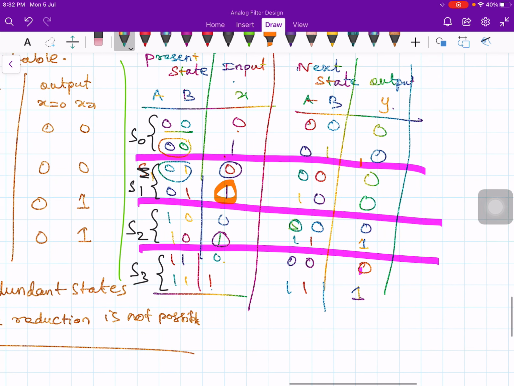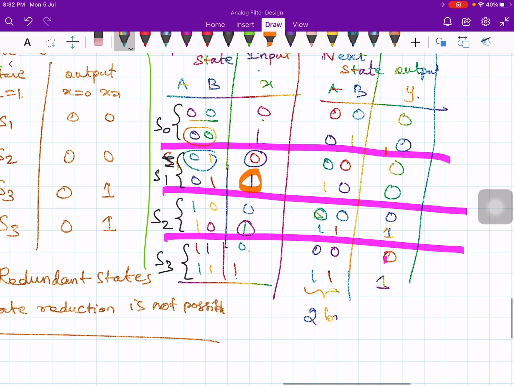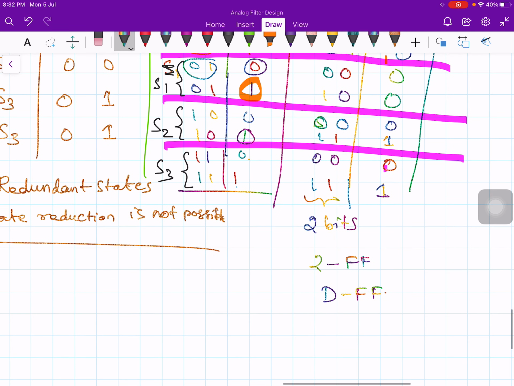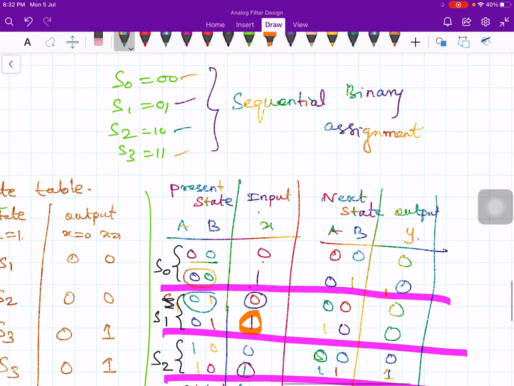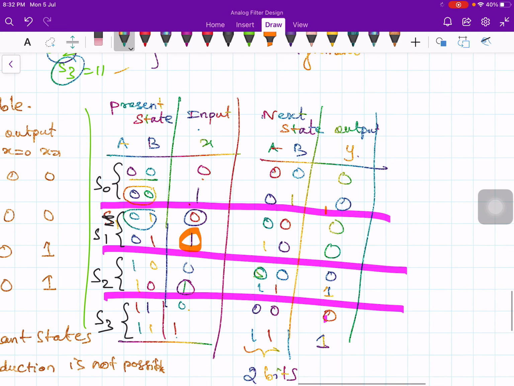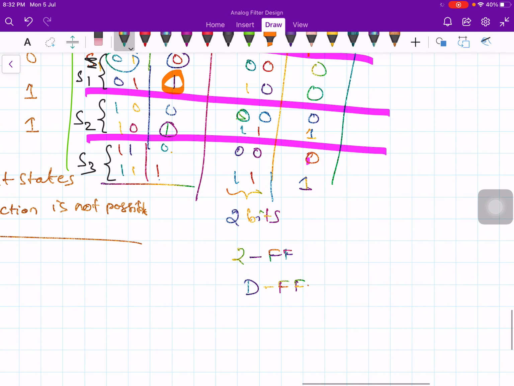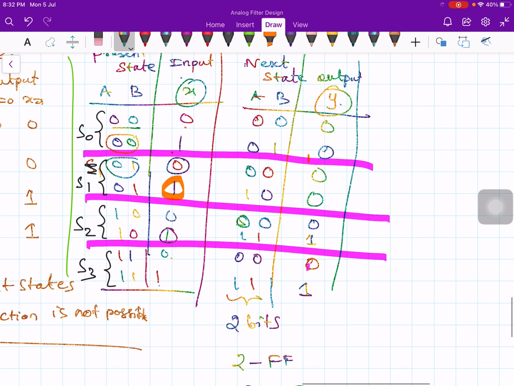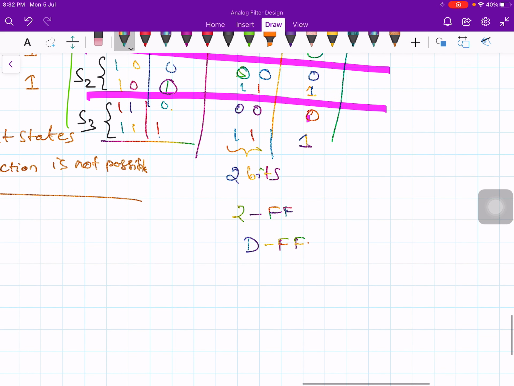Now how many bits do I have here? 2 bits. Therefore, I need 2 flip-flops. So here I am going to choose D flip-flop. So we choose 2 D flip-flops to represent the 4 states. What are those 4 states? S0, S1, S2 and S3. We label their outputs A and B. And there is one input X and one output Y. This is the input and this is the output Y. Now we know the characteristic equation of the D flip-flop. What is the characteristic equation?